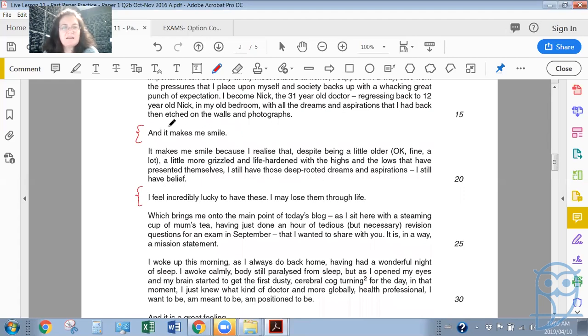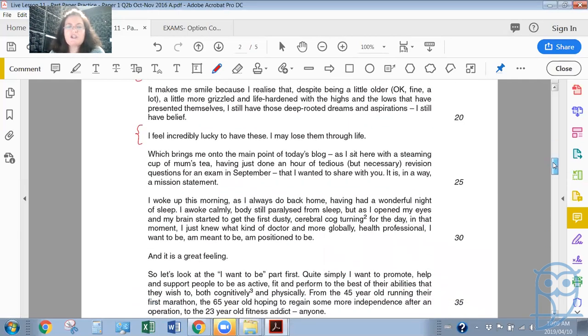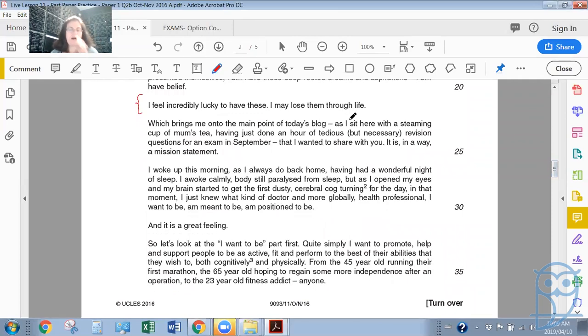So I think what he's doing there when he puts things into single sentences like this, he's trying to highlight an important point. He comes to a conclusion of some kind based on what he's just written. Okay. Which brings me on to the main point of today's blog. As I sit here with a steaming cup of mum's tea, having just done an hour of tedious but necessary revision questions for an exam in September. Remember, he's a junior doctor, so he's probably still writing exams, that I wanted to share with you. It is, in a way, a mission statement. It's a statement about the mission you're going to have in life, okay?